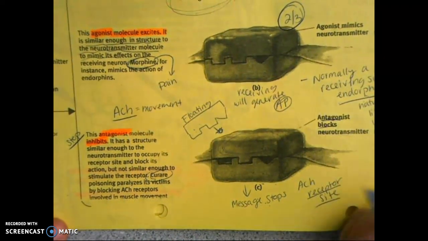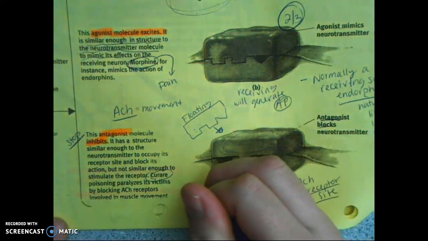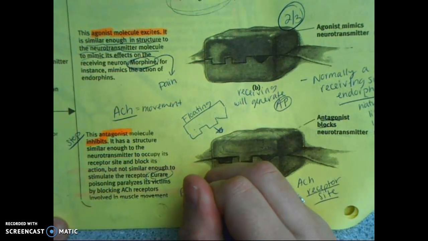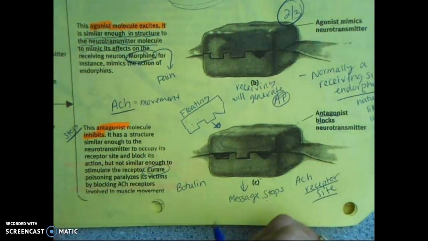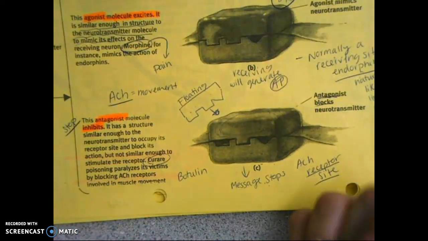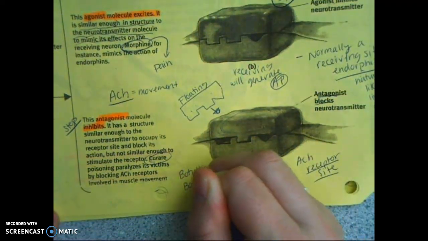Another example of an antagonist would be botulin, in a very small amount. I think a small amount of botulin is what we talk about when we talk about Botox.